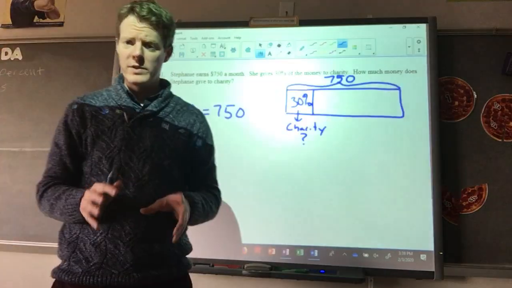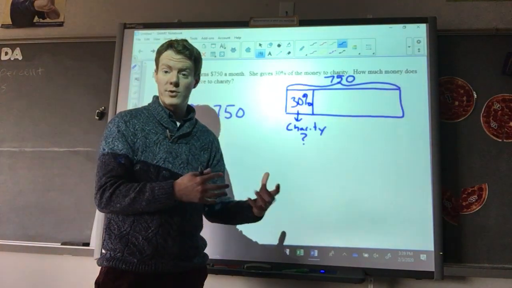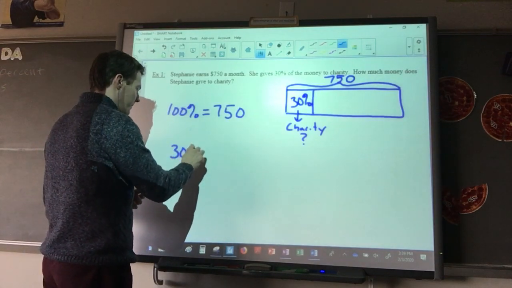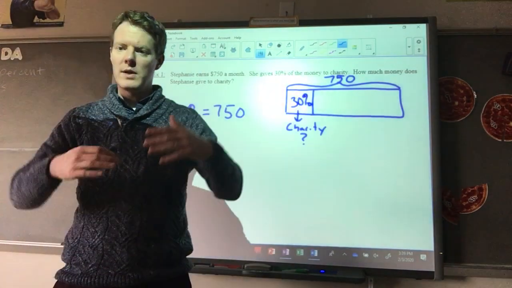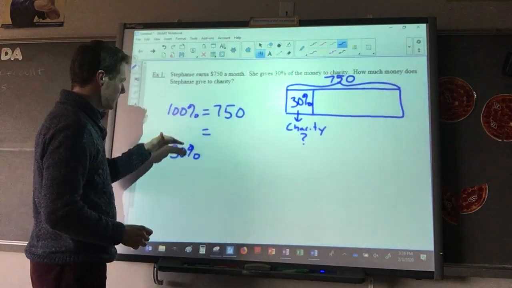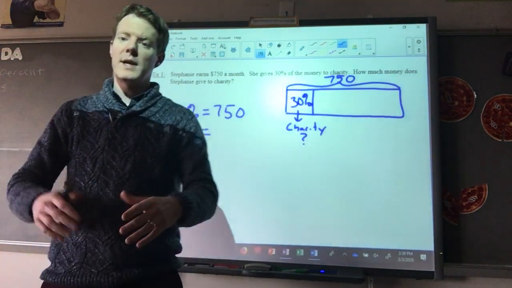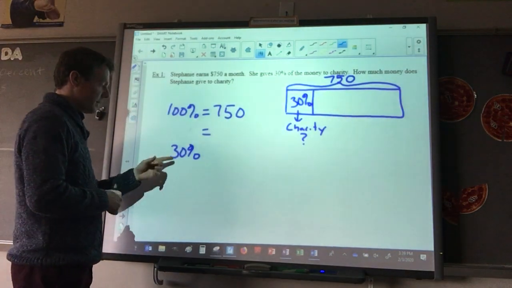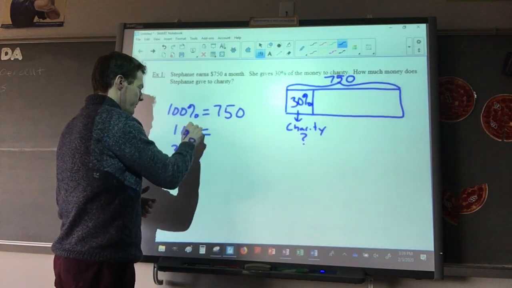In the problem, it told me that 100% of her earnings is $750. Now my ultimate goal is to figure out what she gave to charity, so my ultimate goal is to figure out what is 30% of that. So I'm trying to get down to 30%. But I can't go from 100 to 30 with a whole number, so I'll see if I can reduce the ratio to something smaller. Going from 100 to 30, some people always like to go to 1%. They'll always go to 1% by dividing by 100. You could go to 10% here because it's 30, so I could go to 10 instead.